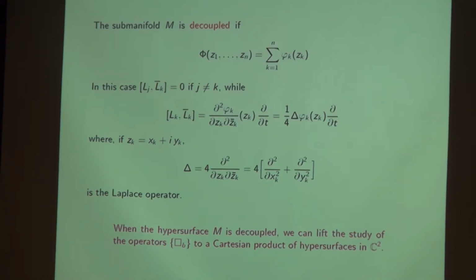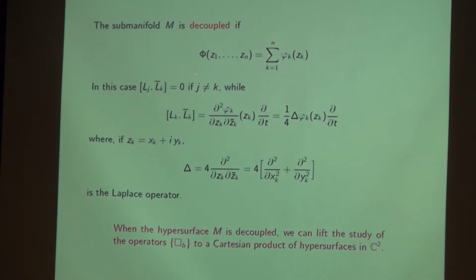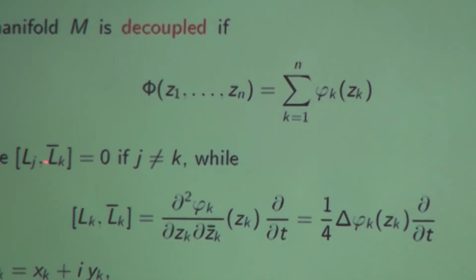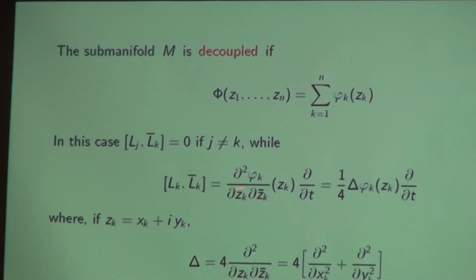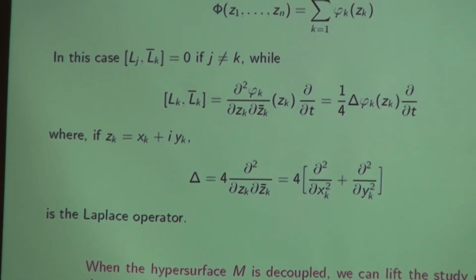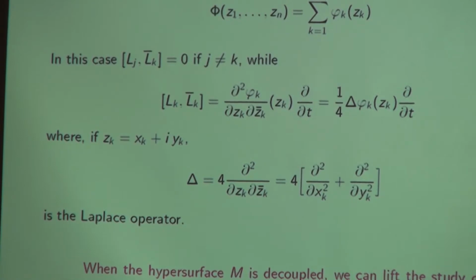Okay, I would love to be able to tell you what one can do for an operator in generality, but I can't, so we're going to deal with a very special case. Let's assume that the domain, the submanifold, is decoupled. That means that this function can be thought of as a sum of functions of each of the variables separately. In that case, if j is not equal to k, the two operators commute, and if they are the same, then basically the commutator is given by a multiple of the ordinary Laplacian. From the point of view of complex analysis, one usually assumes that these phi's are subharmonic, so that we get positivity or negativity in each of these factors.